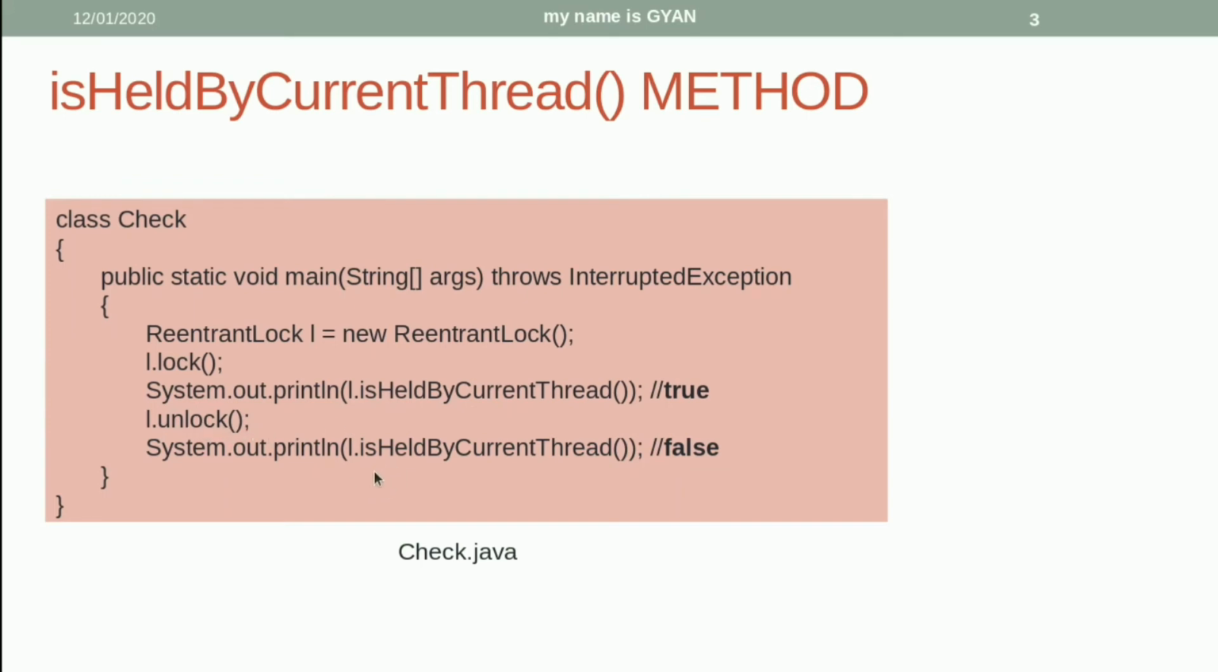After that again we are calling the isHeldByCurrentThread method by using the reference variable L, and it prints false because now, after calling the unlock method, no lock is held by the current thread.